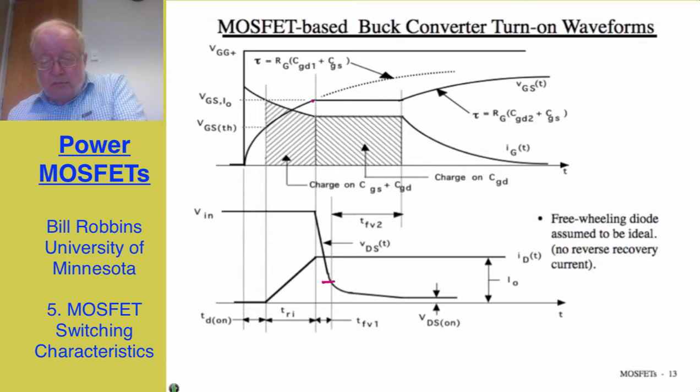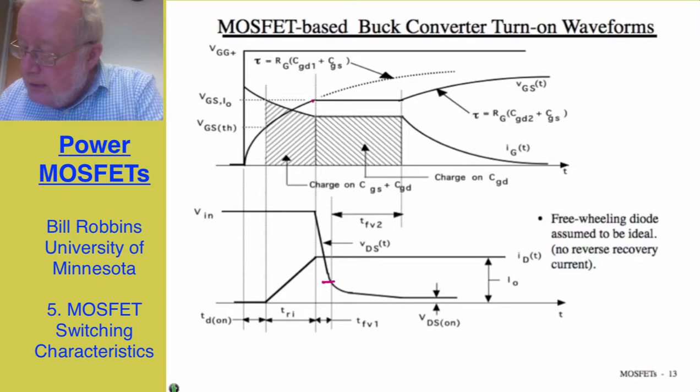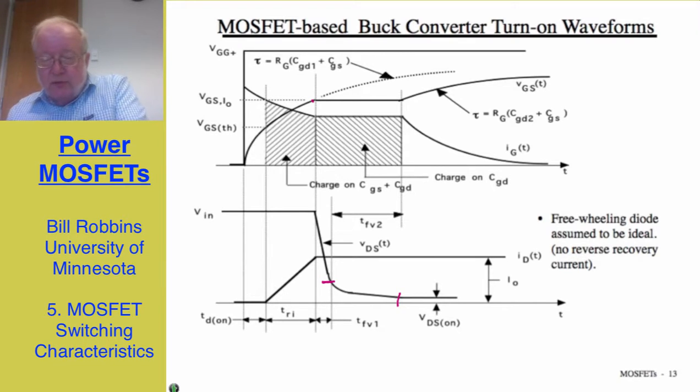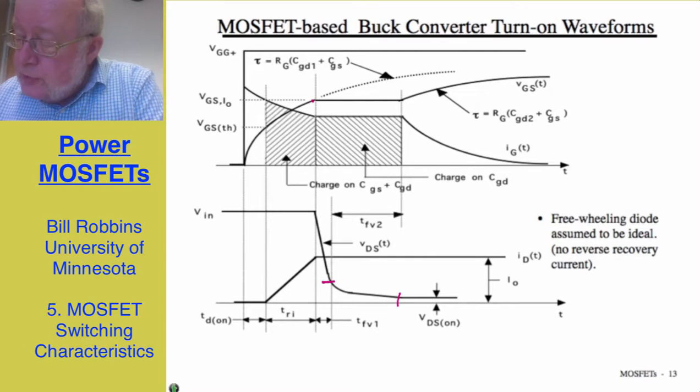And so in a two-parameter model, such as I illustrated earlier for the capacitance, we then have to use the gate to drain 2 value, which is much larger, and hence a much shallower slope to the final on-state value of drain to source voltage. During that entire interval until we reach the on-state voltage, we essentially have constant gate to source voltage. After that point, the gate to source voltage resumes its growth toward V sub GG plus, and the gate current continues its decay down toward 0.